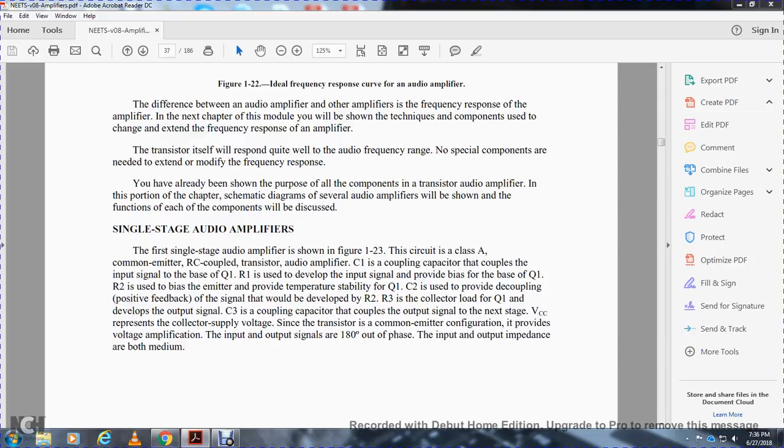and provides temperature stability for transistor 1. Capacitor 2 provides decoupling, preventing feedback of the signal that would be developed in resistor 2. Resistor 3 is the collector load for transistor 1 and develops the output signal, and capacitor 3 is the coupling capacitor that couples the output signal to the next stage.